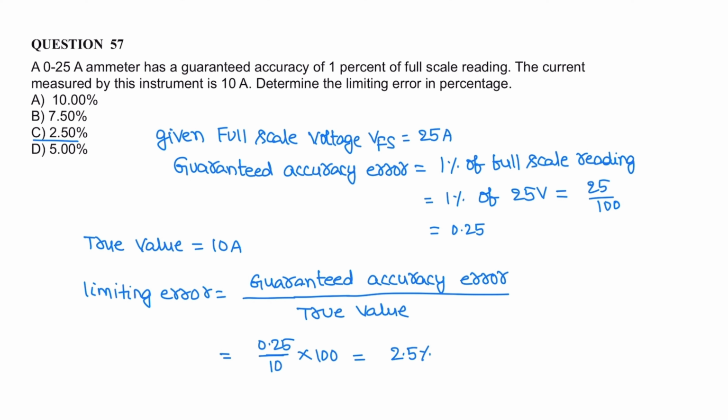In the question they have given full scale value. From full scale value we need to calculate the guaranteed accuracy error, given true value, and therefore limiting error, percentage limiting error multiplied with 100.